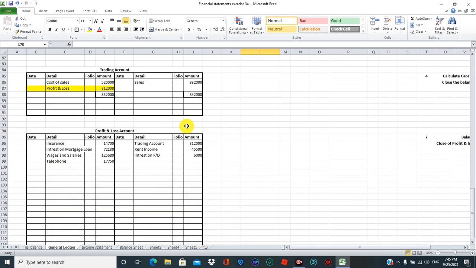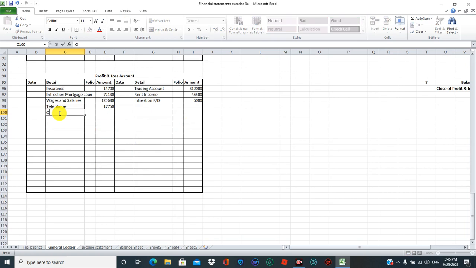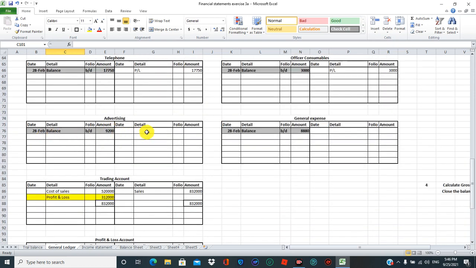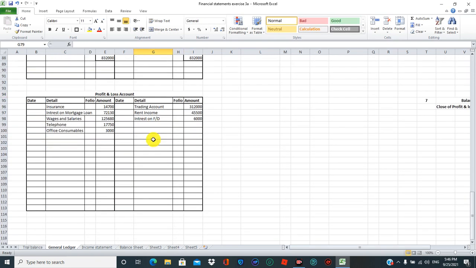Office consumables. I hope I can spell correctly. And that's 3123. Okay. Office consumables I've done. Advertising is next. Goes to profit and loss. 9200. So advertising, $9200. Okay.